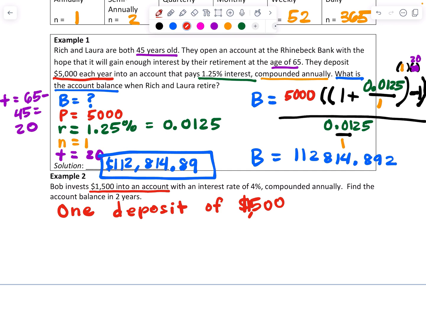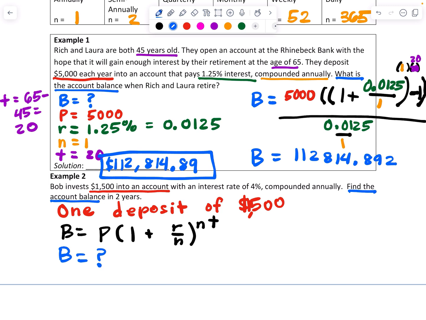So I am using not today's formula. I'm using the old formula from yesterday. The B equals P times 1 plus R over N to the N T power. That's the formula I'm using. Okay. B, still ending balance. I want to find the account balance. So that's my question mark. P is that one-time deposit of $1,500.